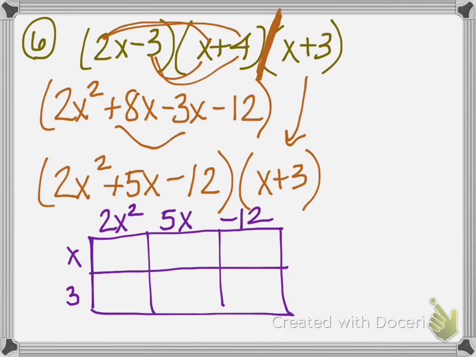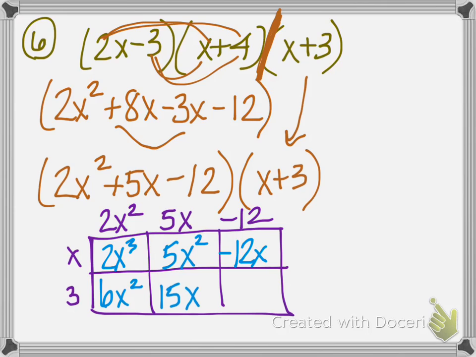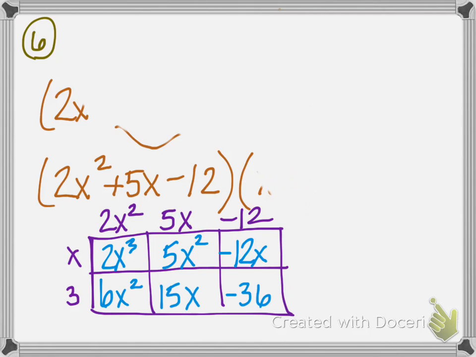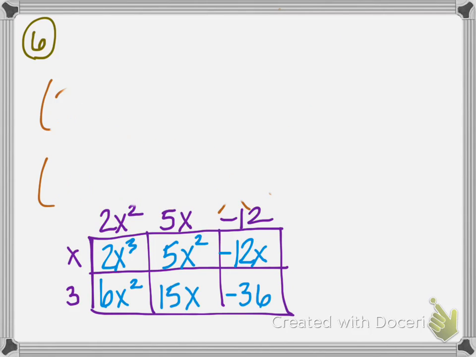All right, let's go filling in our boxes. 2x squared times x is 2x to the third. 5x times x is 5x squared, and negative 12 times x is negative 12x. On the bottom, 3 times 2x squared is 6x squared, 3 times 5x is 15x, and 3 times negative 12 is negative 36. Okay, I'm going to erase this top part here. You can go back, as always, if you need to, but I need some space to write this out. I don't want to go on to the next one because I feel like I'll lose you.